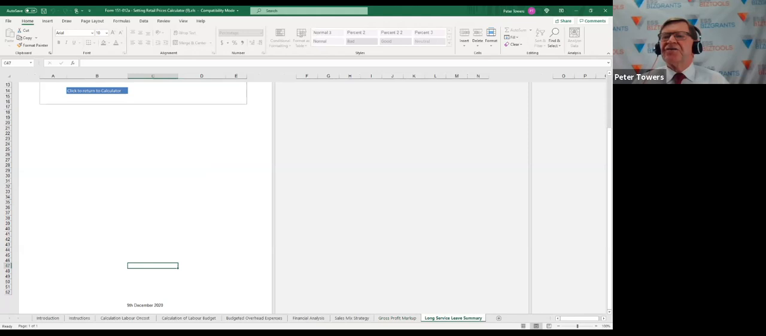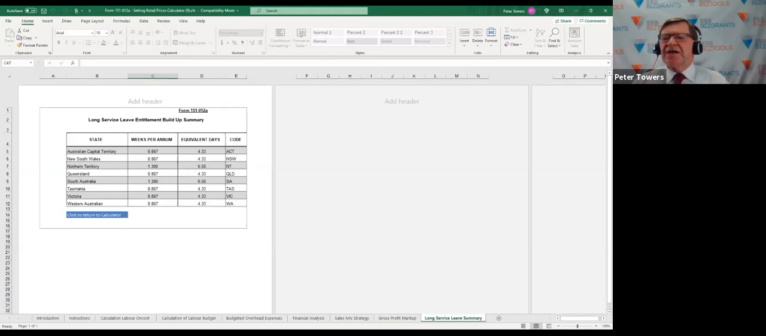And there is a long service leave summary which we're linking to. That's why you insert the state, and it will then tell you the long service leave. Most states are 4.33, of course, but there's a couple at 6.5, as you'll notice there. Okay, so that's how we use this material.